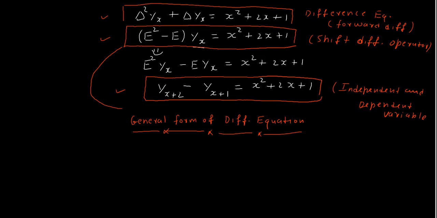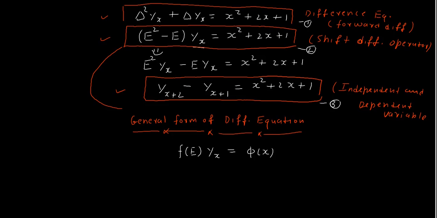General form of a difference equation means, if we closely observe, suppose this one is the first form, this one is the second form, and this one is the third form. If we closely observe the second form, the coefficient of y_x is any function of E. So if we try to generalize equation 2, you may write it in terms of a function of E operating on y_x equal to any function of x, phi(x). So this is the general form of a difference equation.